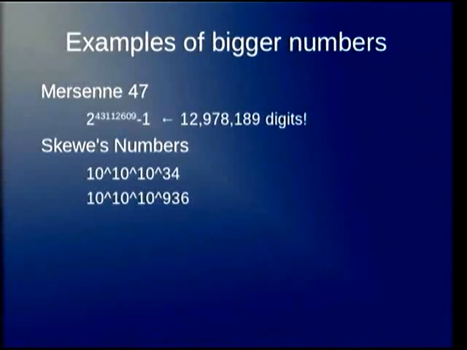But numbers get much bigger than this. Mersenne primes of the form 2 to the n minus 1. The largest one found so far is, let's see here, 2 to the 4 million. 4 million digits. You convert it to decimal, you get about 12 million decimal digits. Skewes' number is kind of interesting.